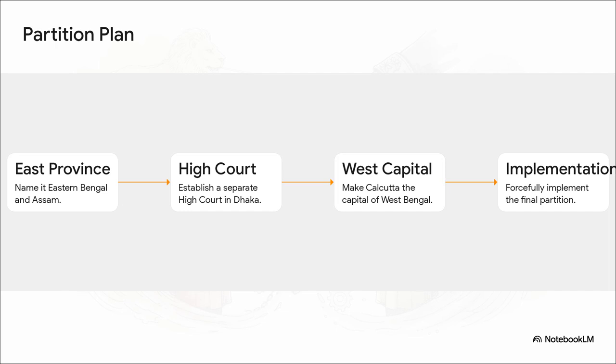Step 1. Officially name the new province Eastern Bengal and Assam, and move its capital to Dhaka. Step 2. Establish a totally separate high court in Dhaka to divide the legal system. Step 3. Firmly lock in Calcutta as the capital of the remaining West Bengal. And finally, Step 4. Forcefully implement the physical partition by a strict deadline.